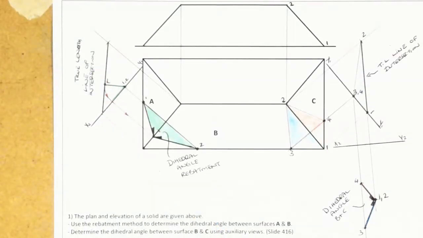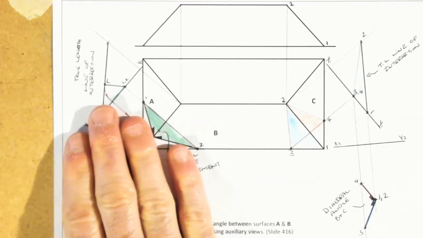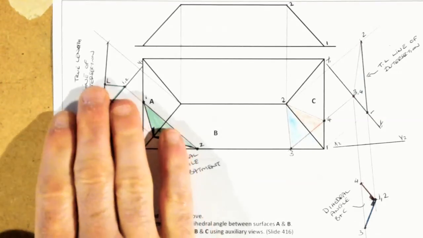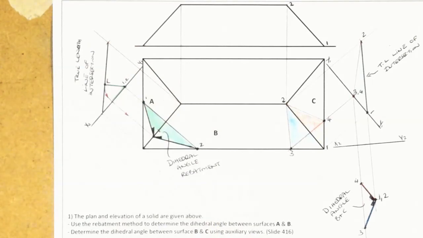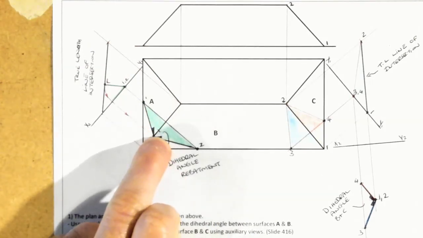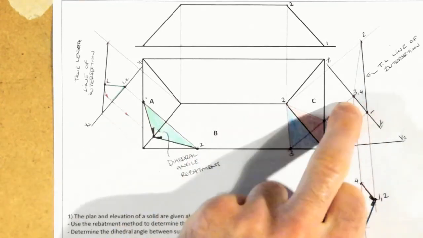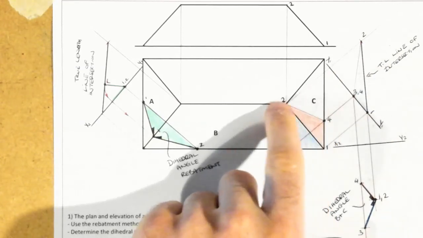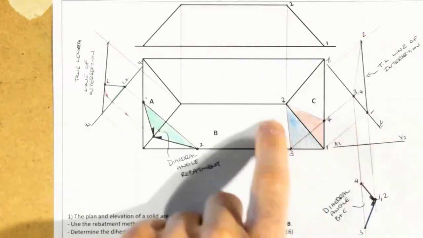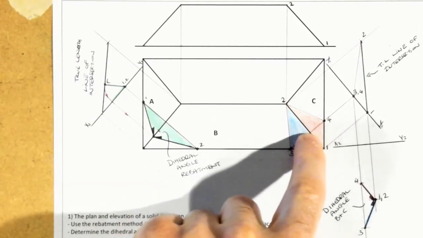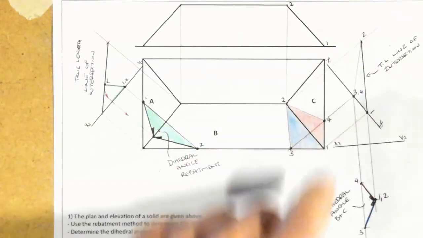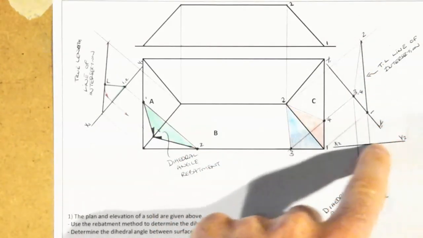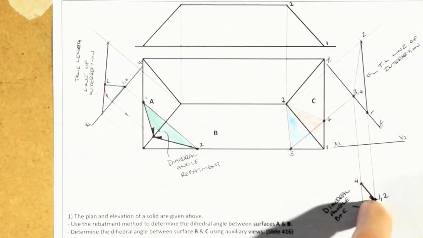So that there, guys, is the two methods for completing the dihedral angle between surfaces. The one over here was the rebatment method, where we got a cutting plane perpendicular to the line of intersection, and we rebatted it down to get the true shape of it in our plan view. The other method, which students often use, is that we did two auxiliaries. We got the true length of the line of intersection by creating an x1, y1 parallel to the line of intersection and then projecting up perpendicular. Then we looked along the line of intersection and set up an x2, y2 to see the line of intersection as a point view.